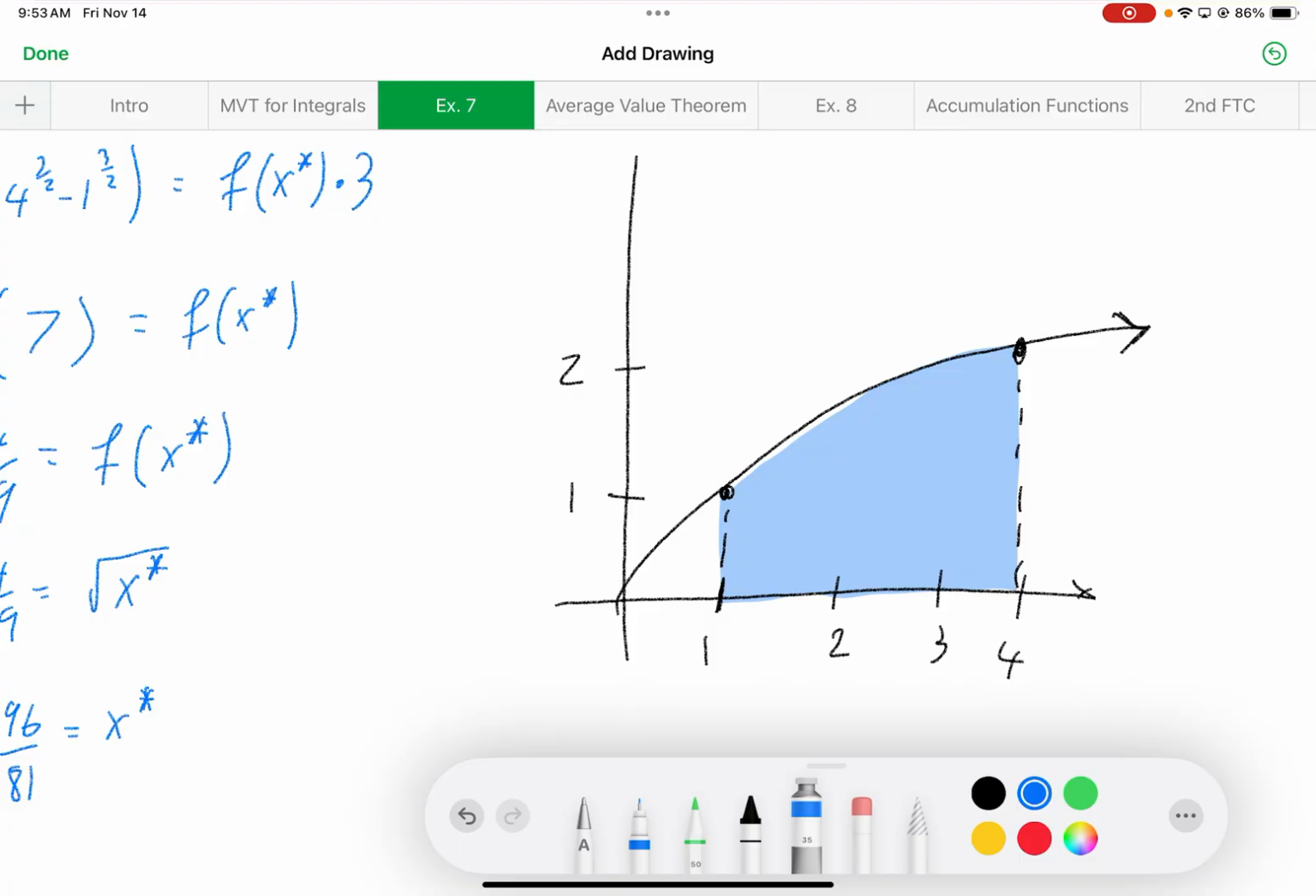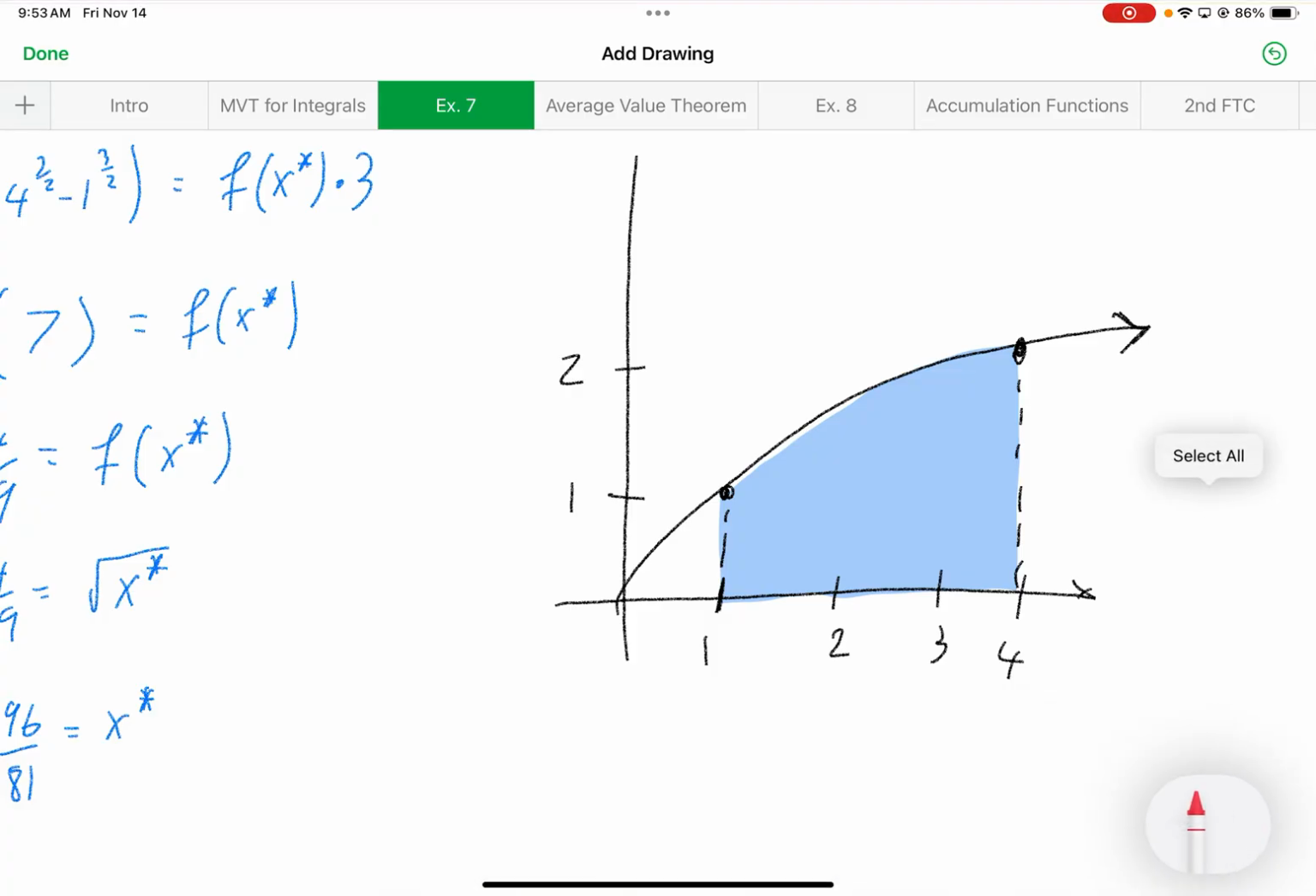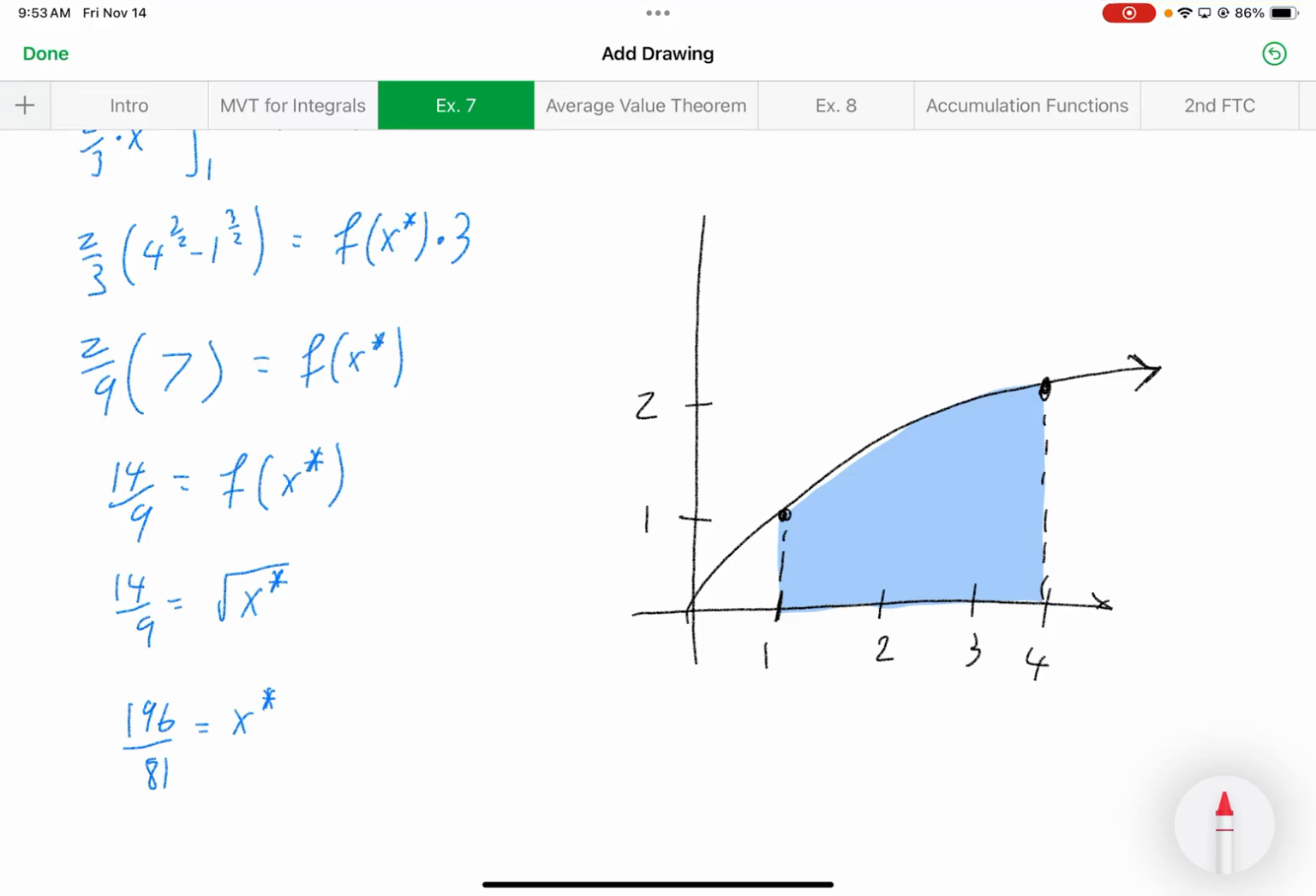So now, I want to draw my rectangle in. Let's get some practice doing that. Okay, you tell me. How do I do this? How do I draw my rectangle? It's got to be between 2 and 3. That comes from the 196 over 81, right? So 81 times 2 would give me like 162. 196 is over that. So Rohan's right, somewhere between 2 and 3.